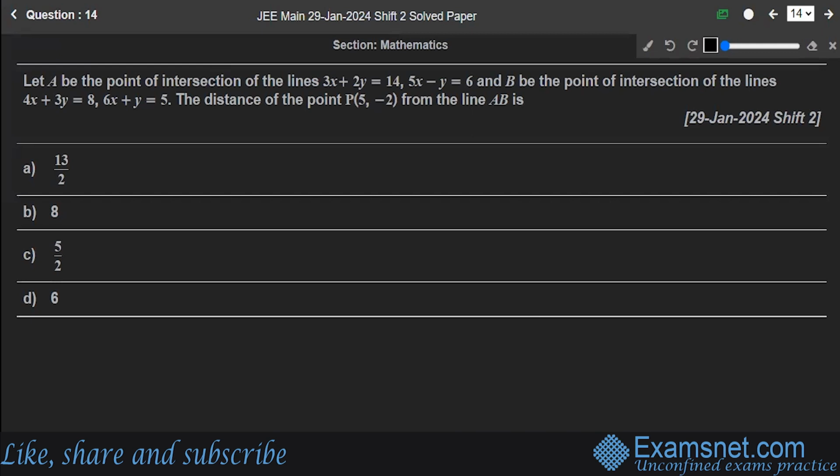Question number 14, let A be the point of intersection of these two lines and B be the point of intersection of these two lines. You have to find out the distance of this point from AB.